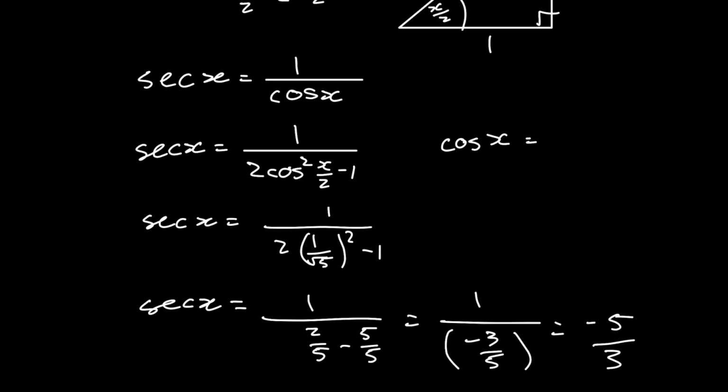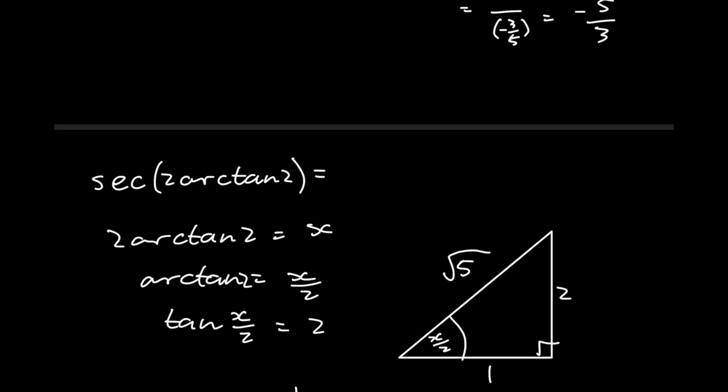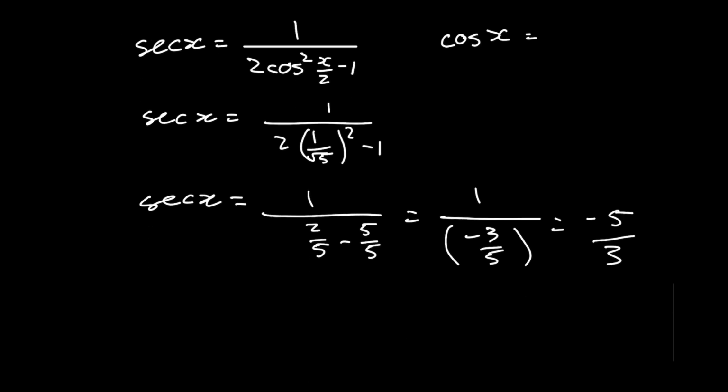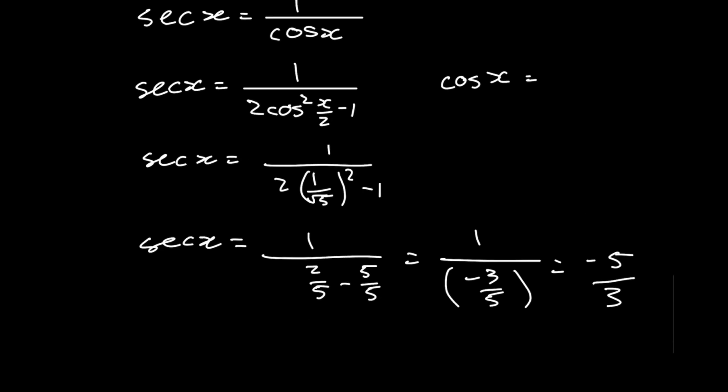which is the same as negative 5 over 3. And now I said sec of x was the same as sec of 2 arctan of 2, because we equated x to be 2 arctan of 2. So we get our final solution to be negative 5 over 3.